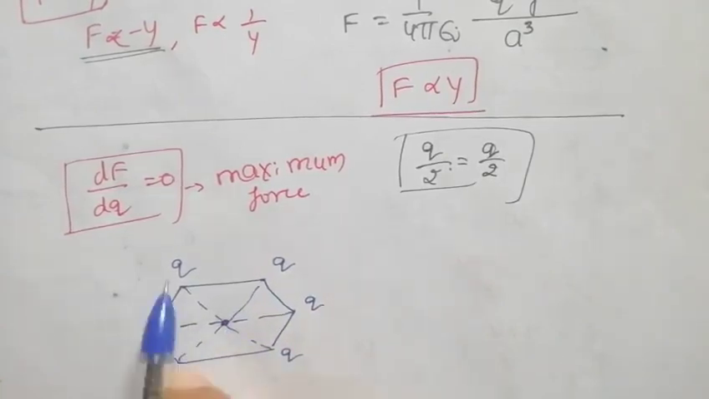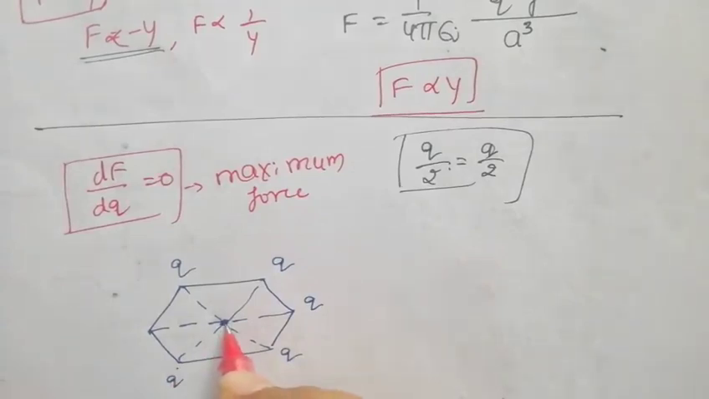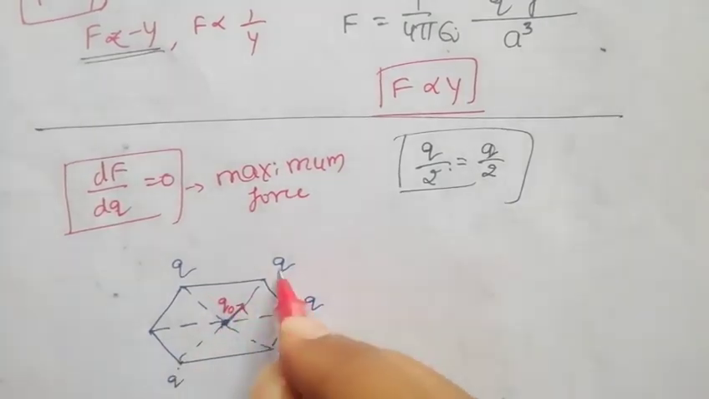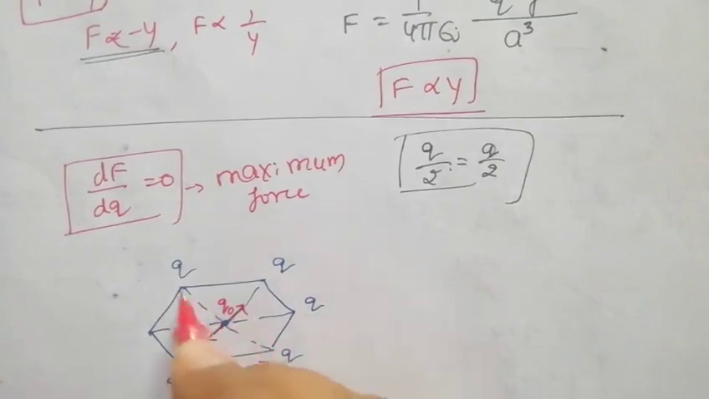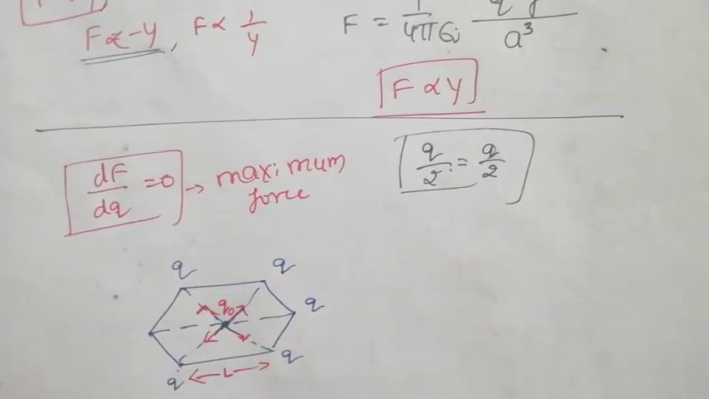See, since all are positive, let me take a unit positive charge q0 kept at the center. Force due to this will be in this direction. Force due to this will be in this direction. They cancel each other. Let the side be L. Force between these two is equal and opposite, they cancel each other. Only this one will contribute, because there is no charge here. Then in that case what will happen?